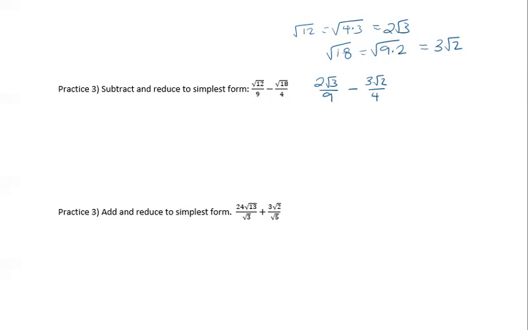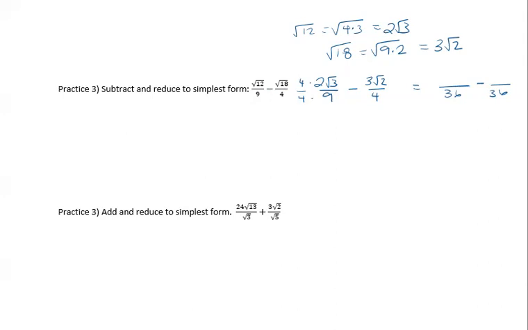So now I need to get a common denominator. With 9 and 4, I'm just going to make it 36. So to get 36 as my denominator, what am I going to have to multiply by? On this one, it'll be 4 over 4.